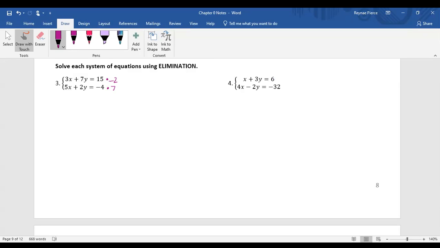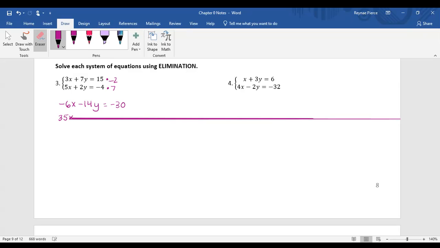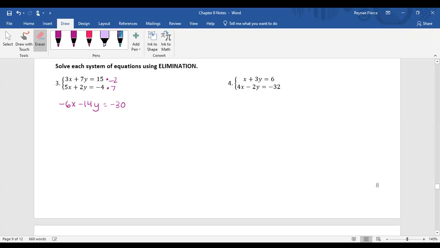The top equation then is going to be negative 6x minus 14y equals negative 30. My second equation is going to be 35x, the second equation will be a positive 35x plus 14y equals negative 28.